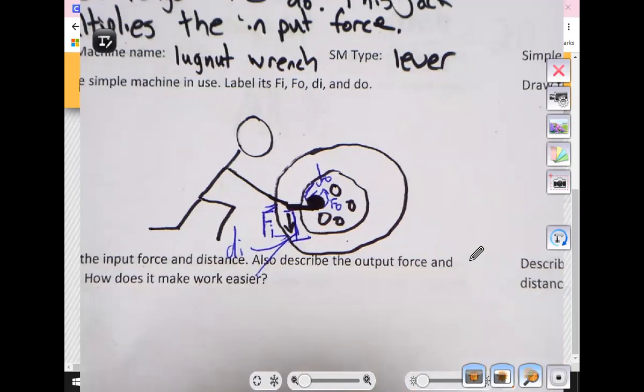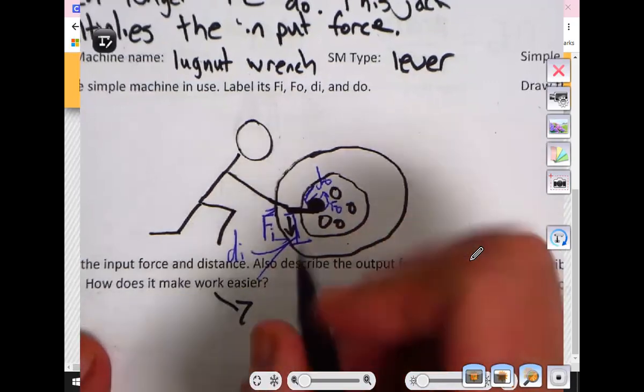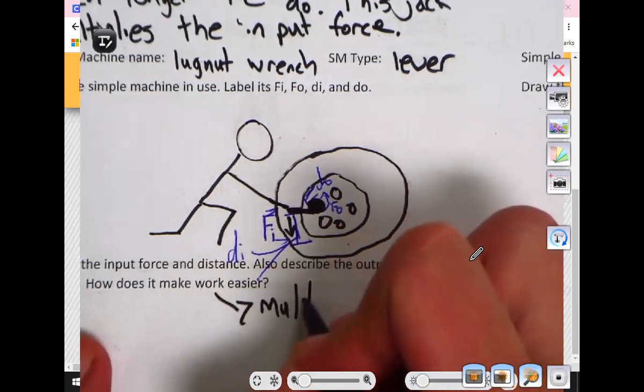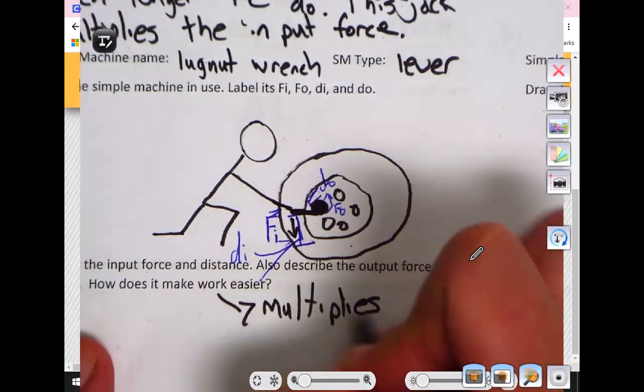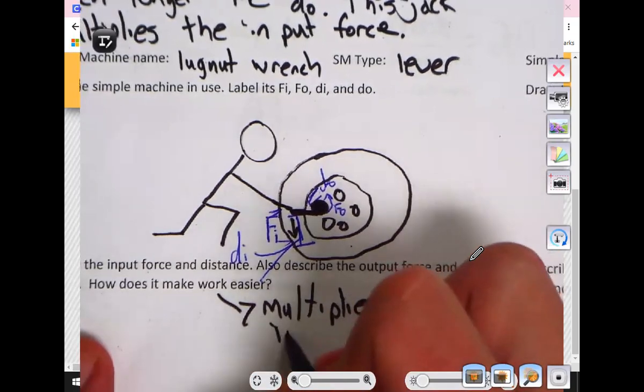So how does it make work easier? It multiplies my input force.